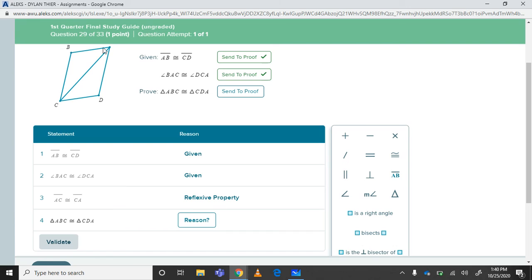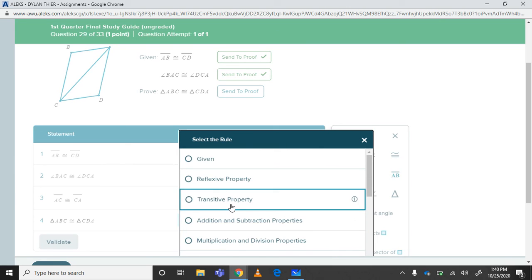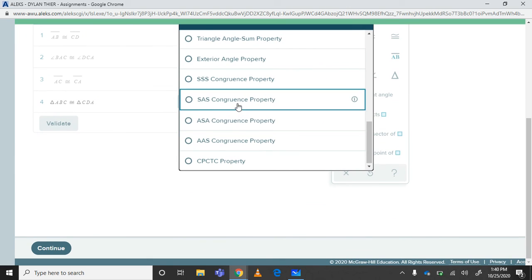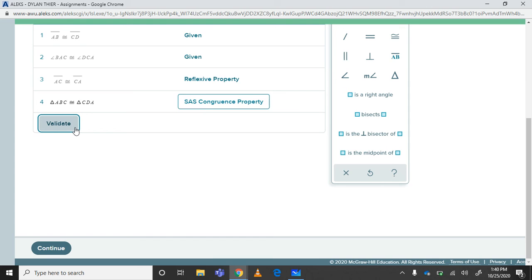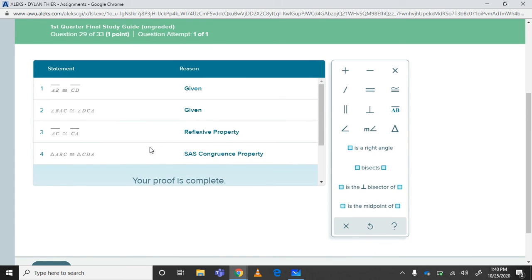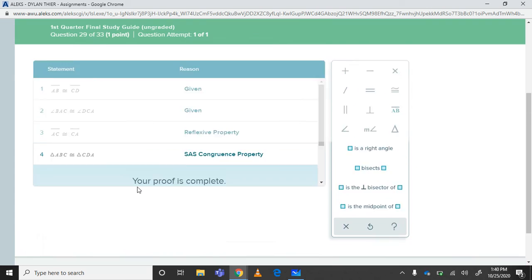So AB is this side, BAC is this angle, and AC is that side. So it looks like I have this side, I have this side, and I have the angle in between them. Okay, so we read that as side, angle, side. And we say the reason for this is the side angle side congruence property. We validate that. Once our proof is complete, we can click continue.